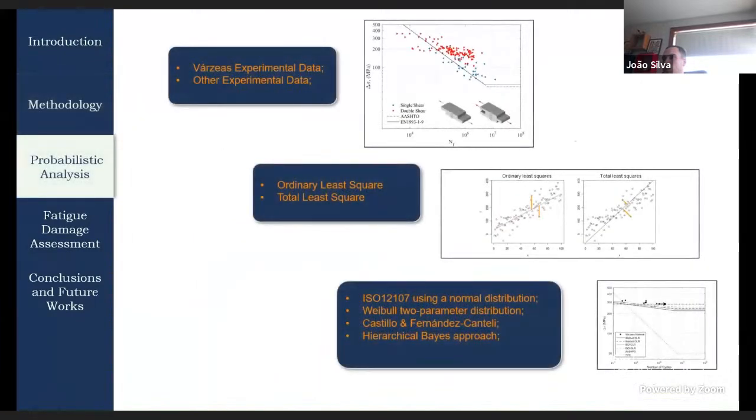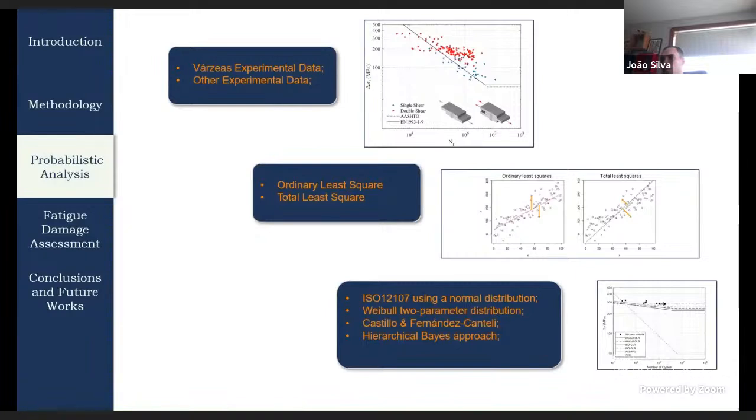So, moving to the probabilistic analysis. In this work, we consider two types of data. We consider the Barton experimental data, and we also use our own experimental data. We use two different approaches to fit the curve. We use the most common in our scientific community, the ordinary least squares regression, also known as classical linear regression, and we also use the total least squares regression, also known as orthogonal linear regression.